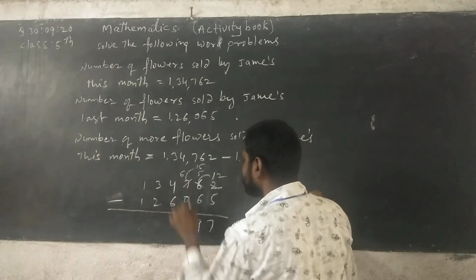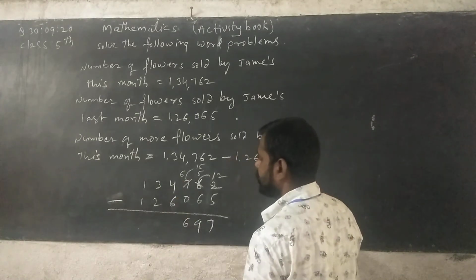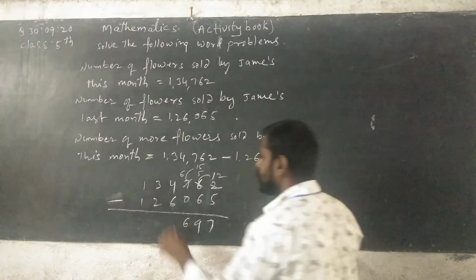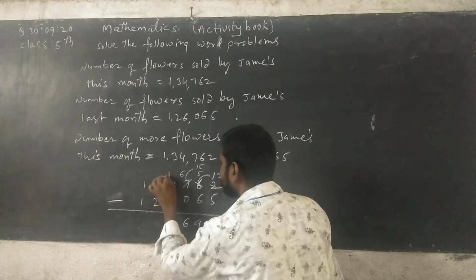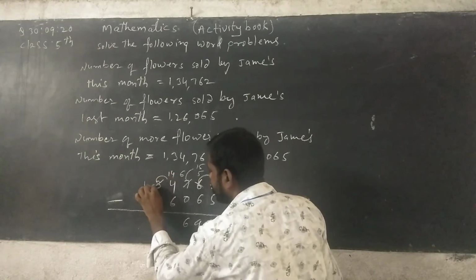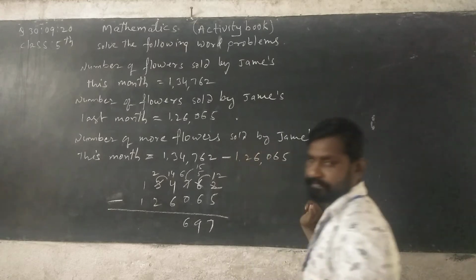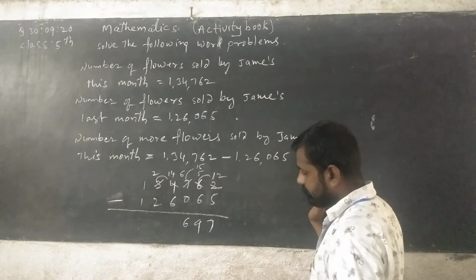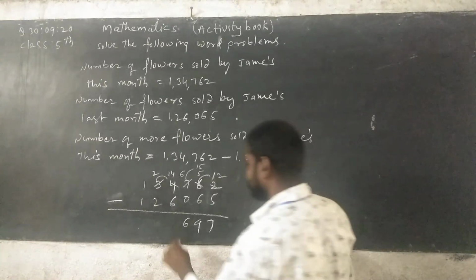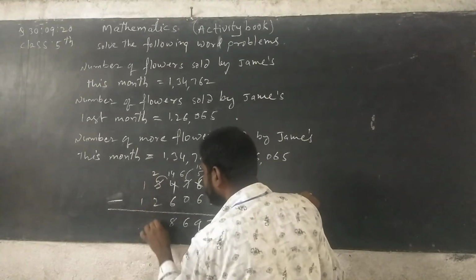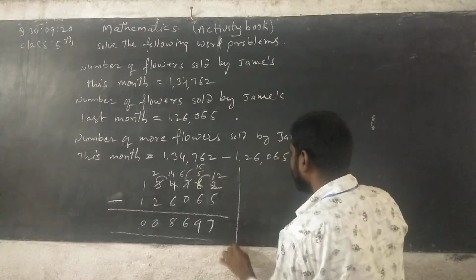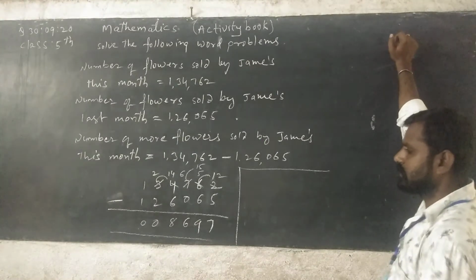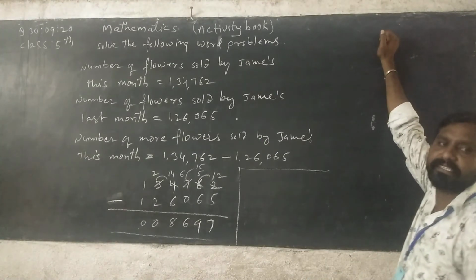Next 6 minus 0, 6. Next 4 minus 6 possible? Not possible. Take borrowing from 3. It gives 10, 10 plus 4, 14. 3 becomes 2. Now next 14 minus 6, 8. 2 minus 2, 0 and 1 minus 1, 0. So you can write down: the number of more flowers sold by James this month is 8,697.